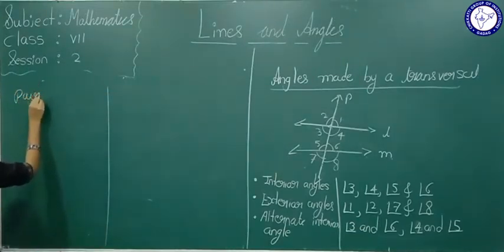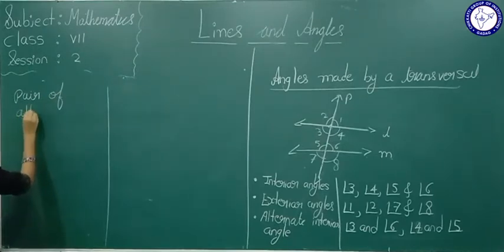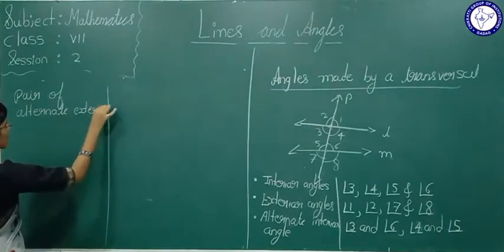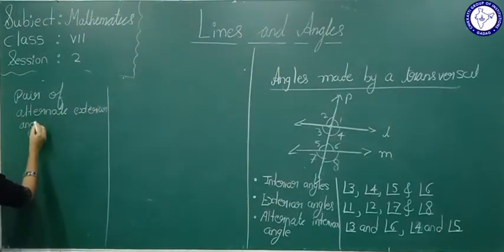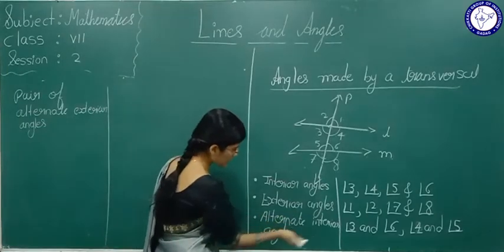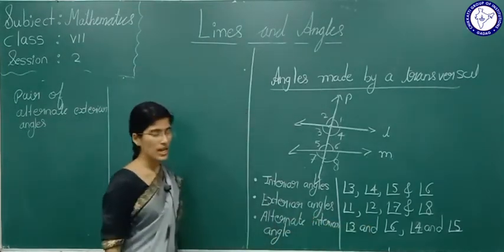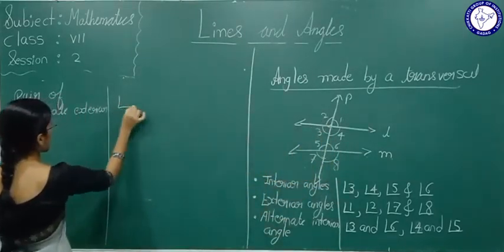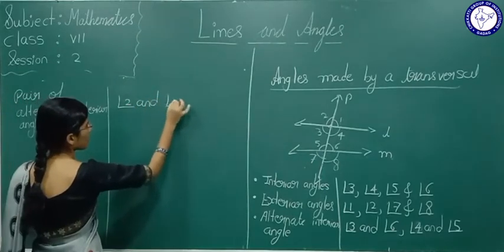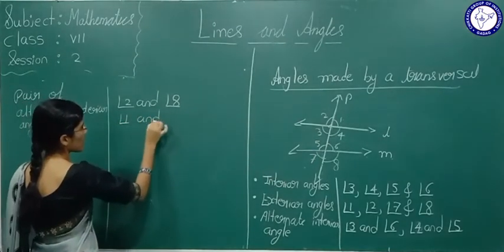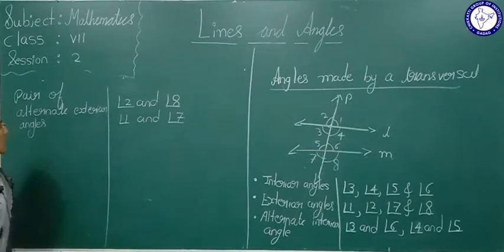Now pair of alternate exterior angles. Pair of alternate exterior angles here, angle 2 and angle 8, angle 1 and angle 7. These are alternate exterior angles.